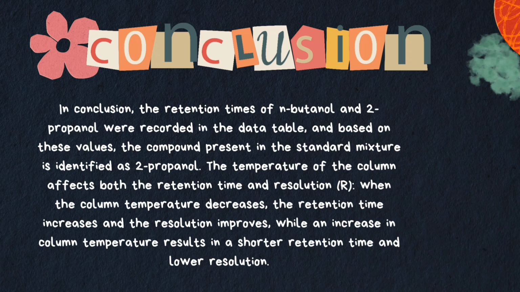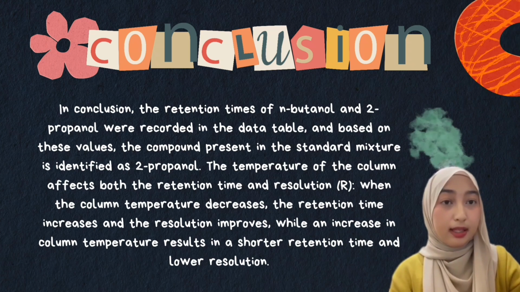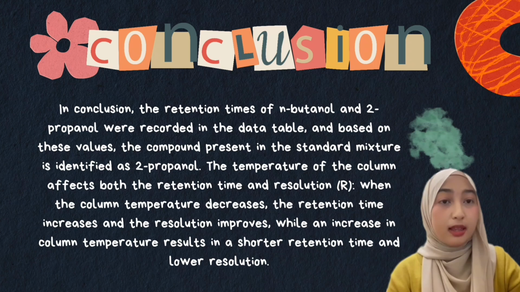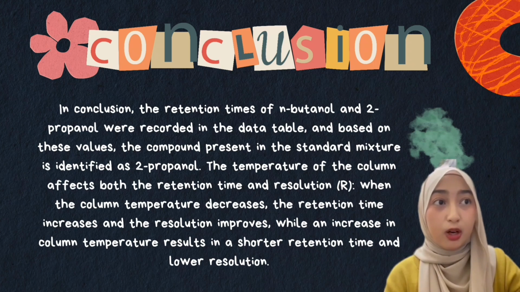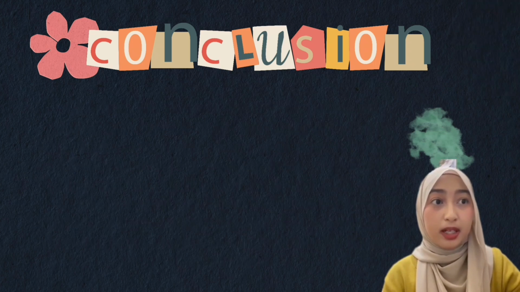So to conclude this gas chromatography experiment, the retention times of N-butanol and 2-propanol were recorded in the data table, and based on these values, the compounds present in the standard mixture are identified as 2-propanol and N-butanol. The temperature of the column affects both the retention time and resolution, so when the column temperature decreased, the retention time increased and the resolution improved, while an increase in column temperature results in a shorter retention time and lower resolution.